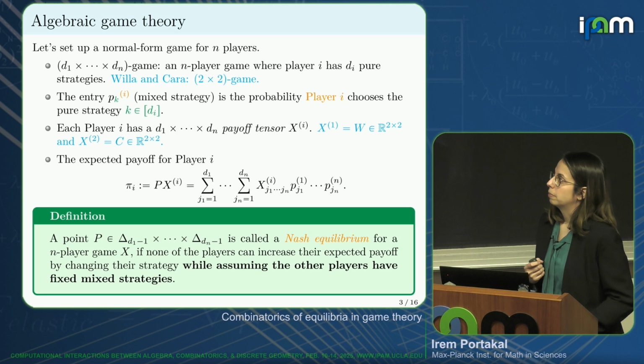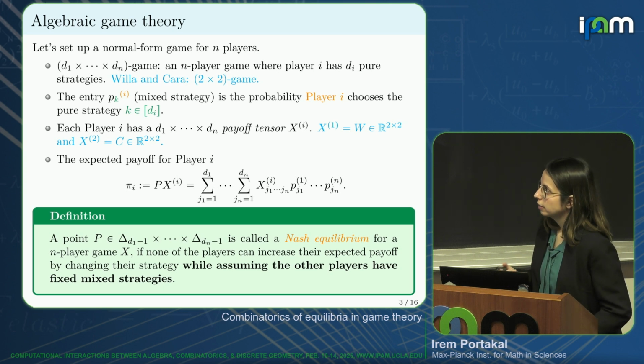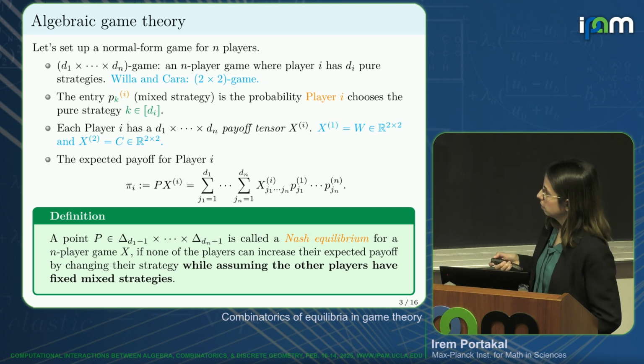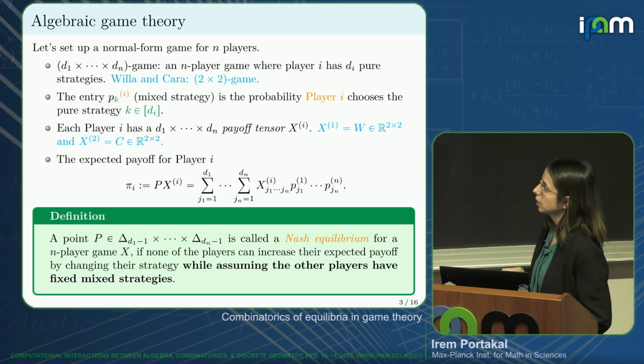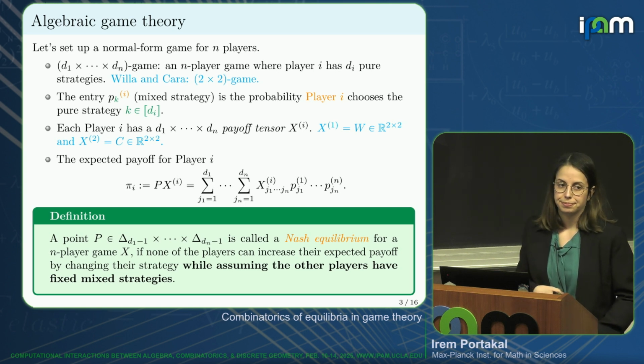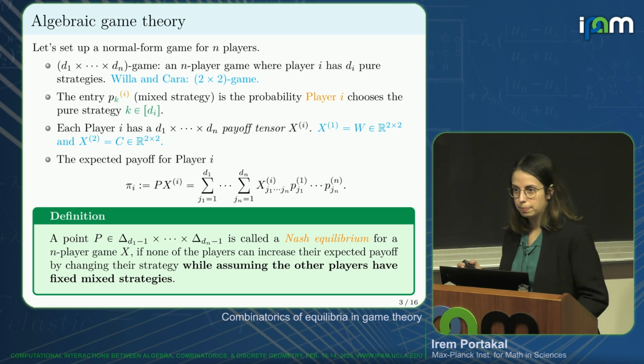And a normal form game is given by n payoff tensors in this case, because we have more than 2 players. I'm going to denote it as x to the i here. In our case, we had W and C, which were 2 times 2 matrices. And then in general, we have the expected payoff for each player, which is this big sum. This is the multilinear equation again. Okay, so that's the general setup.